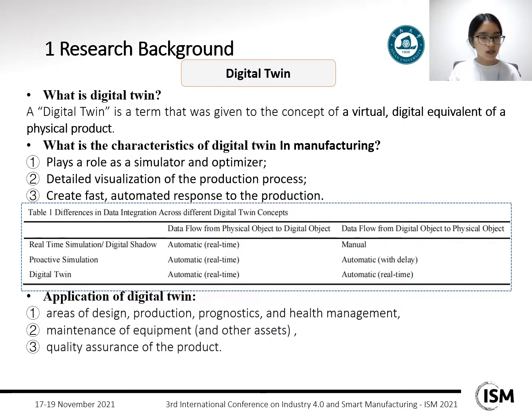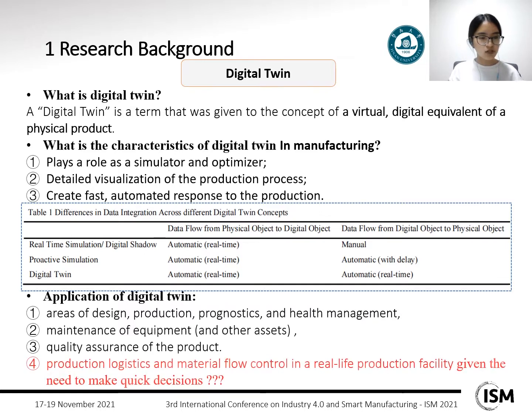With the common target of increasing productivity, competitiveness, and efficiency, industrial applications of digital twin focus on the areas of design, production, prognostics, and health management, with specific focus on maintenance of equivalent and quality assurance of the product. However, we found that few research about digital twin applying to production logistics and materials flow control. This comes quite as a surprise given the need to make quick decisions in this context, which should make digital twin a key technology.